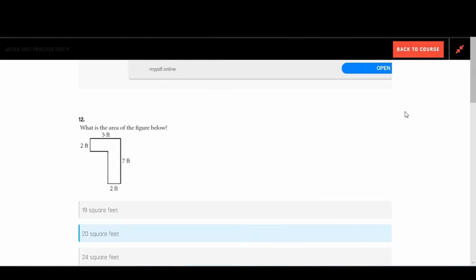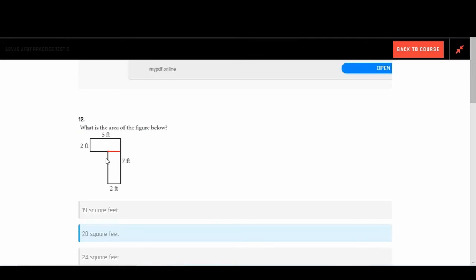The more you watch, the more you're going to see different methods for solving different problems, and eventually it should start clicking. Number 12, what is the area of the figure below? So we got this L shape here. We want to find the area. Unfortunately, we only know how to find the area of rectangles, squares, triangles, and so on. So in this case, we're going to have to make a split to make shapes with which we're familiar.